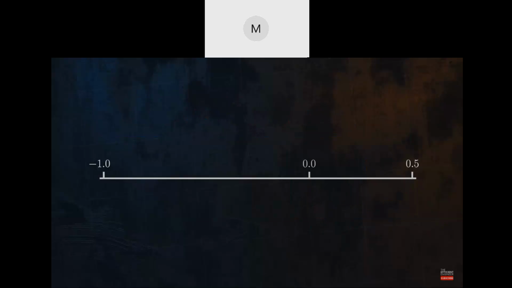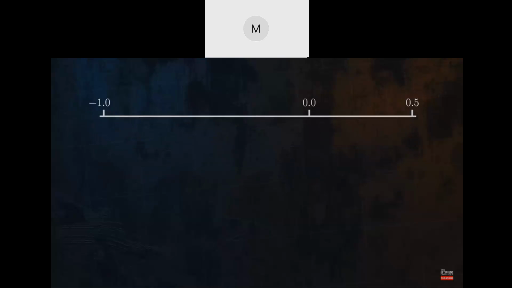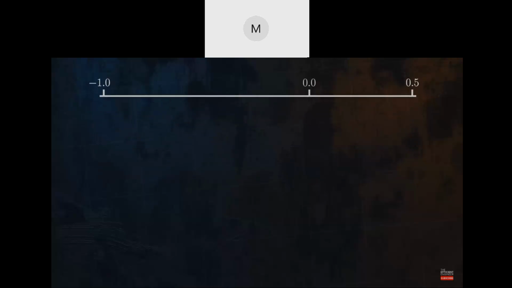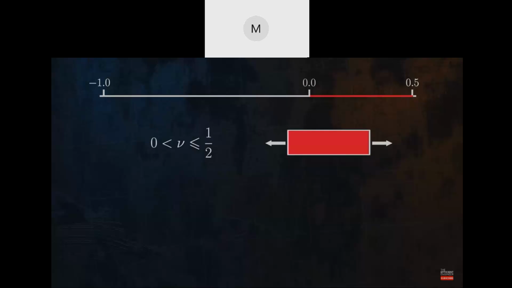Now let's look at how different values of Poisson's ratio affect how a material deforms under loading. We'll keep things simple and consider a two-dimensional case. Most materials have Poisson's ratios between 0 and 0.5. When a tensile force is applied, these materials contract in lateral directions, as we have already seen with our orange cuboid.